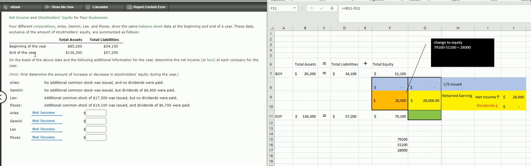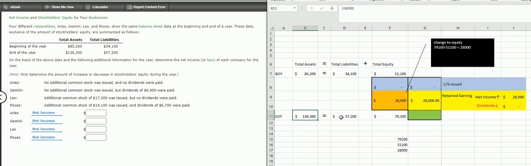So to do this quickly, the way I would approach this type of problem is by using the accounting equation and plugging in the amounts that they're giving me. Total assets 85,200 at the beginning, total liabilities 34,100 at the beginning, and then I will come up with the difference of these two numbers to give me equity at the beginning. I will do the same thing for end of year.